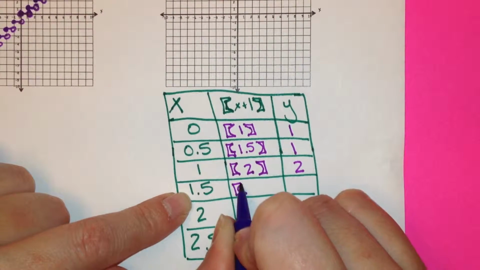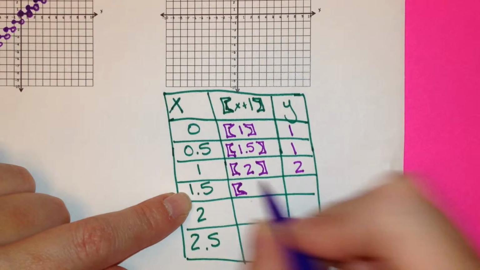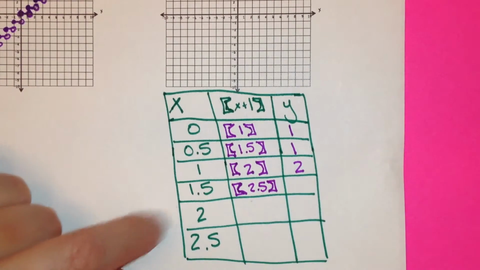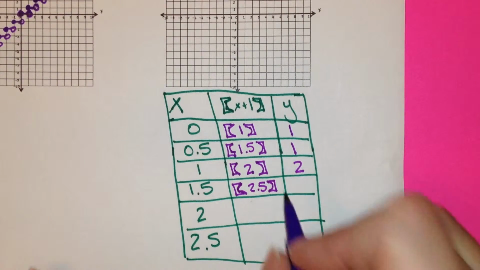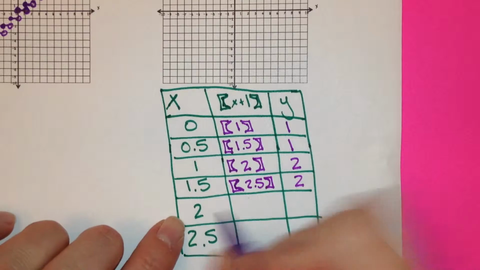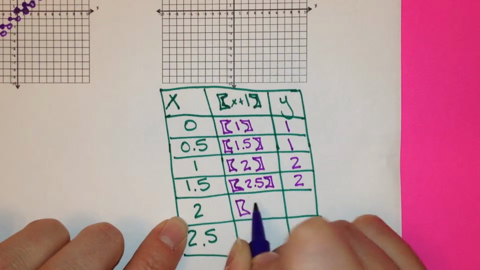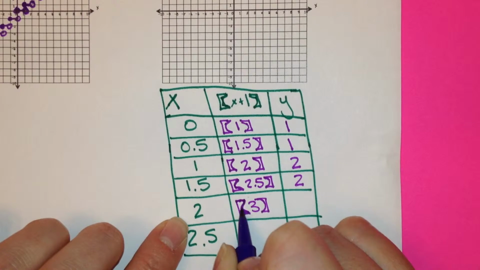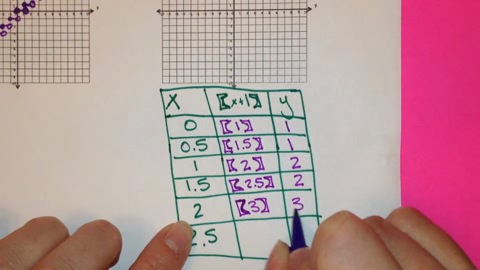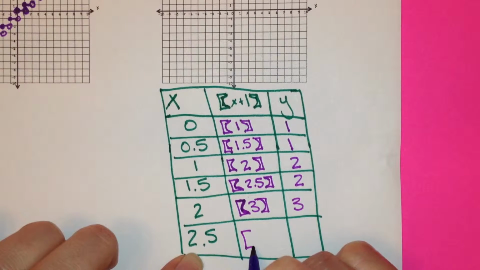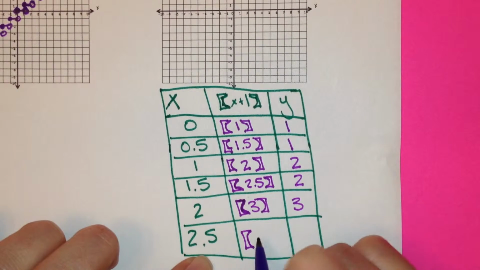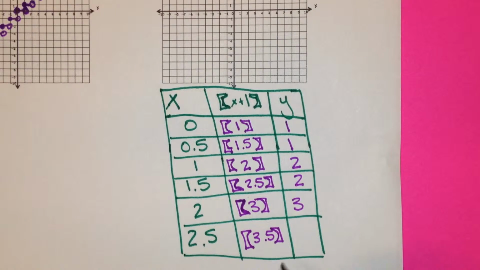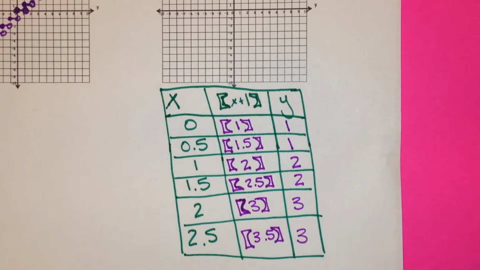Plug in 1.5. 1.5 plus 1 is 2.5. Greatest integer, so the largest integer less than or equal to 2.5 is 2. Plug in 2. 2 plus 1 is 3. That bracket wasn't very good, but that's okay. Greatest integer of 3 is 3. Plug in 2.5. 2.5 plus 1 is 3.5. Okay, so greatest integer of 3.5 is 3.